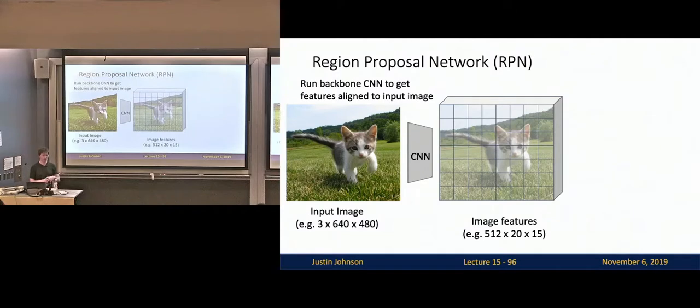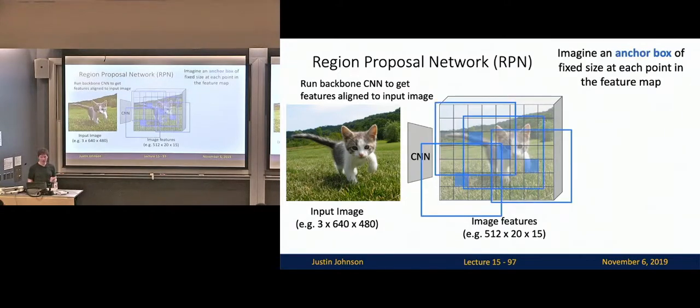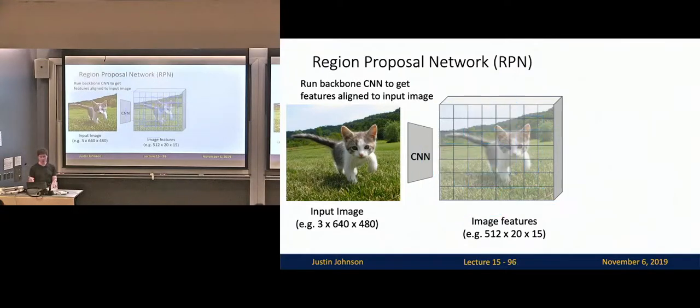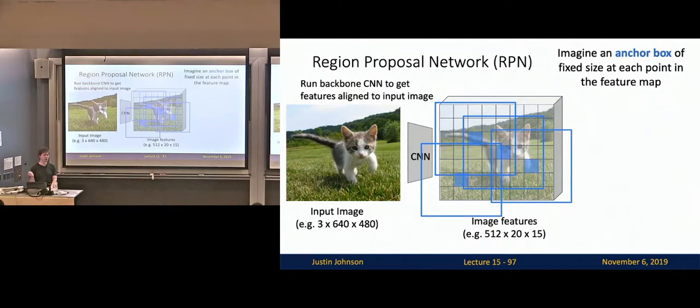Again, because we're relying on this same backbone network, we take our original input image and feed it through our backbone network to get these image features at a relatively high resolution, maybe again looking like 512 by 20 by 15 in the same example. And now the idea is that we recall that these convolutional image features coming out of the backbone network are all aligned to positions in the input image. So then what we can do is, at each point in this convolutional feature map, we can imagine an anchor box that is some bounding box of a fixed size and a fixed aspect ratio, and we place an anchor box at every position in this convolutional feature map coming out of the backbone network.